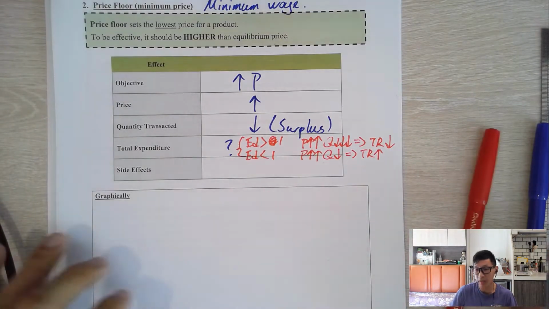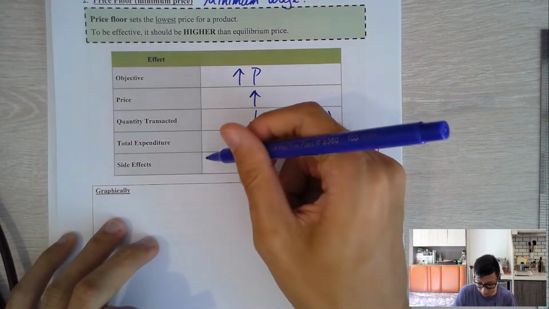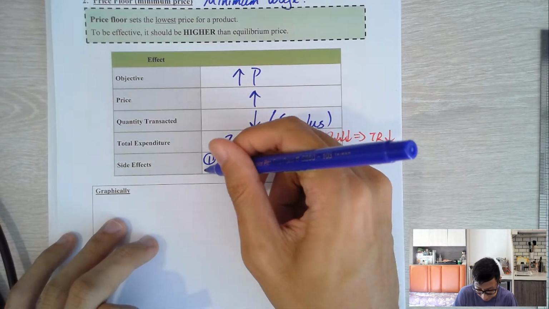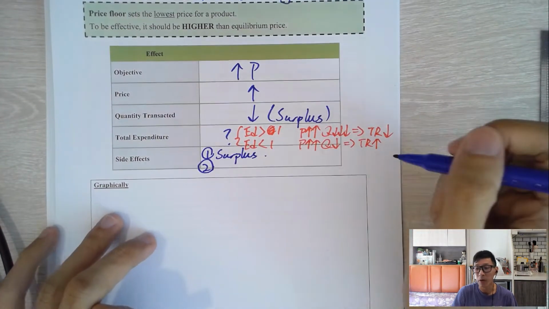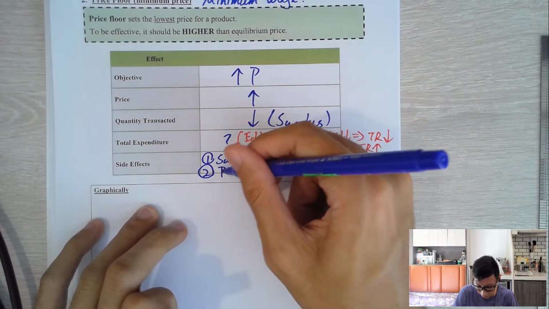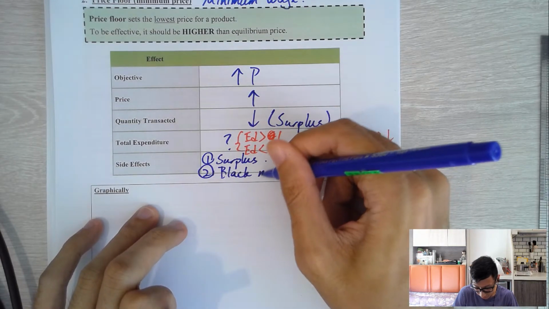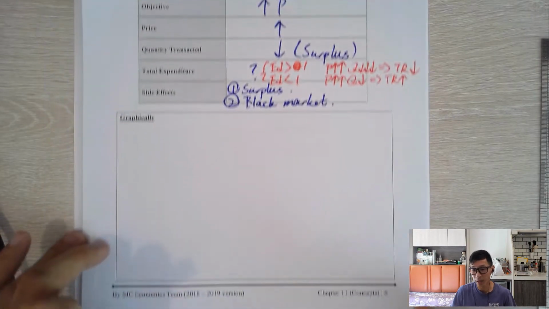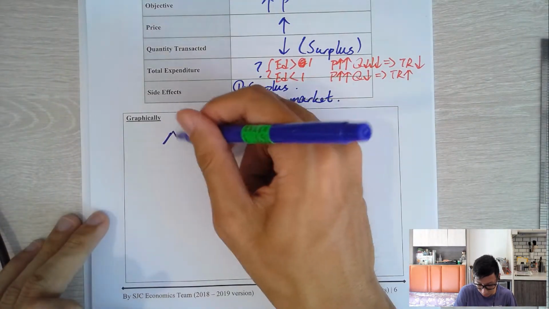The side effects are basically the same. Number one, we will have a surplus. And people would try to avoid that. Therefore, there would also be a black market (黑市). Now graphically, let's try to keep it short.